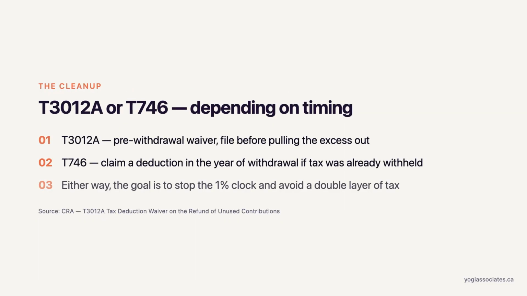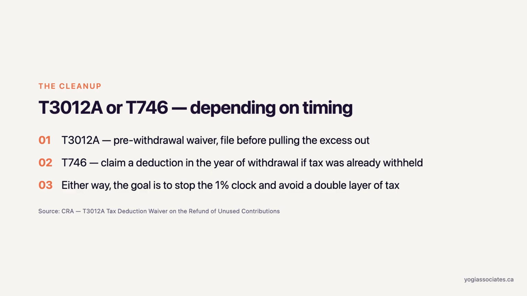Two CRA forms cover the cleanup, and the right one depends on timing. If you catch the overcontribution before withdrawing, file Form T3012A. It asks CRA to certify in advance that the withdrawal is an excess refund and shouldn't have withholding tax taken off. Send it in, wait for the certified copy, take it to your RRSP issuer, and the refund comes out clean. If your institution already withheld tax on the withdrawal, that's where T746 comes in. You claim a deduction in the year of withdrawal, which effectively reverses the income inclusion the withholding triggered. The withheld tax flows through your T1 in the normal way.